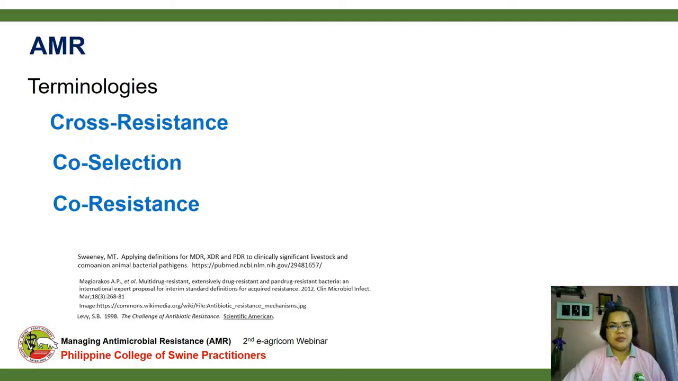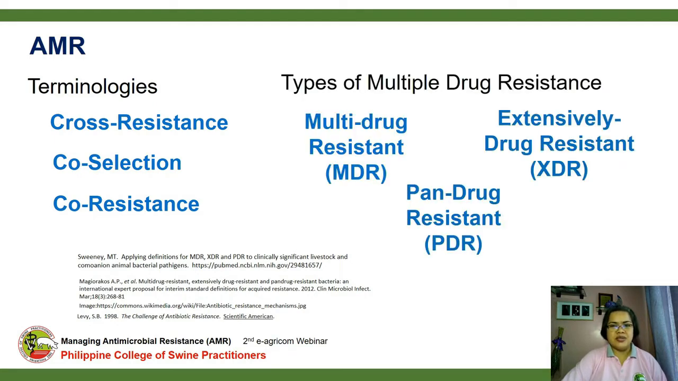Here is some added information, terminologies that you might encounter if you read research studies on AMR or antibiotic resistance. Terms like cross-resistance, co-selection, and co-resistance. And unfortunately, such resistance does not just come in ones or twos. Some bacterial isolates have been found to be multi-drug resistant, or MDR. That means it has acquired resistance to at least one drug in 3 or more categories.